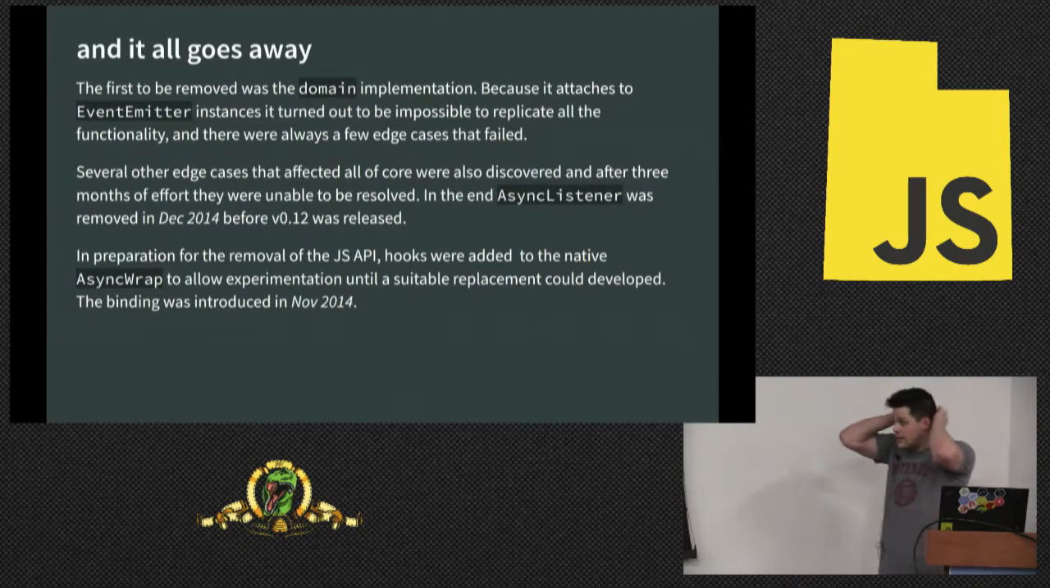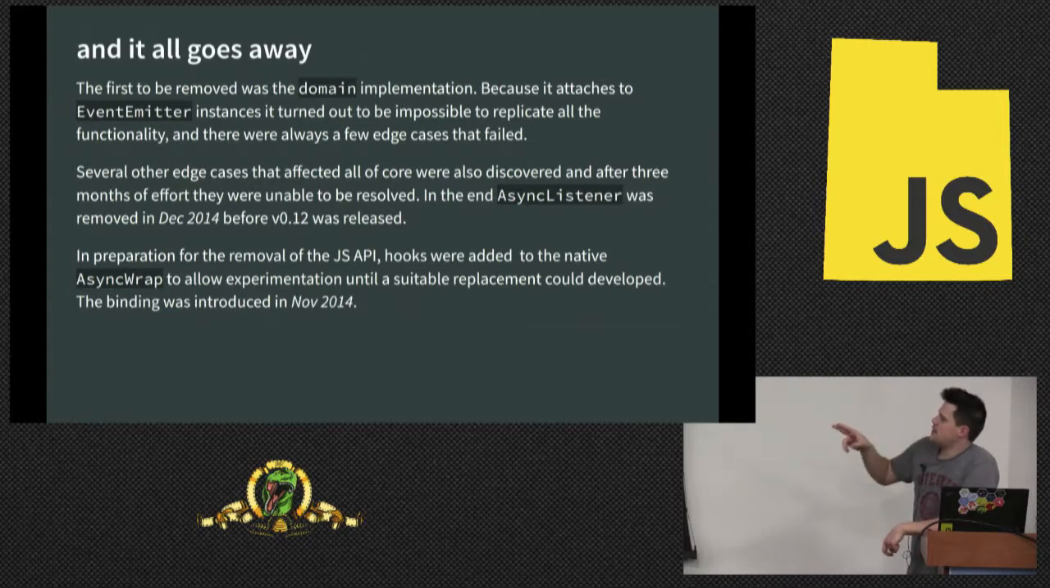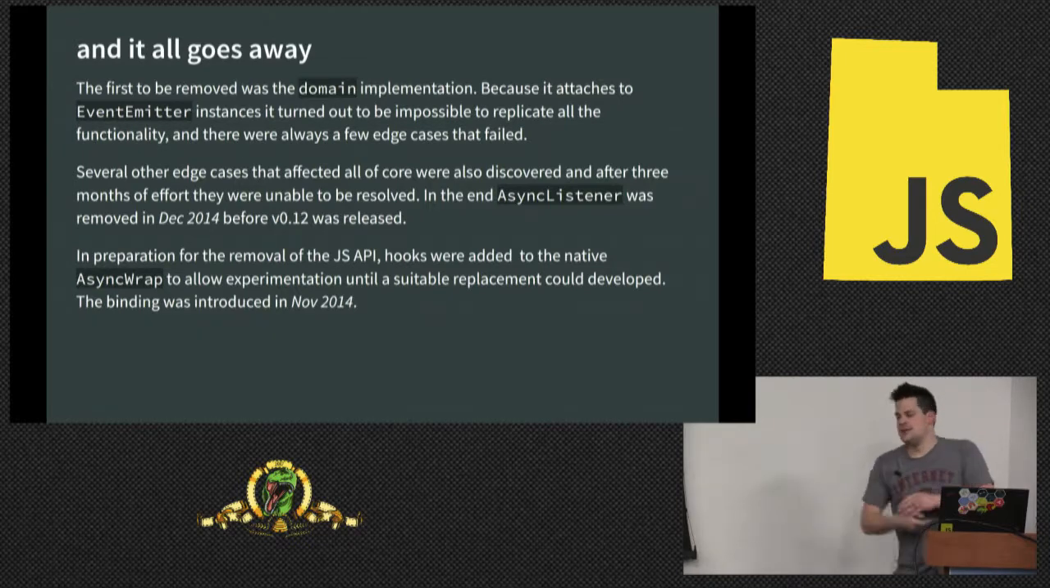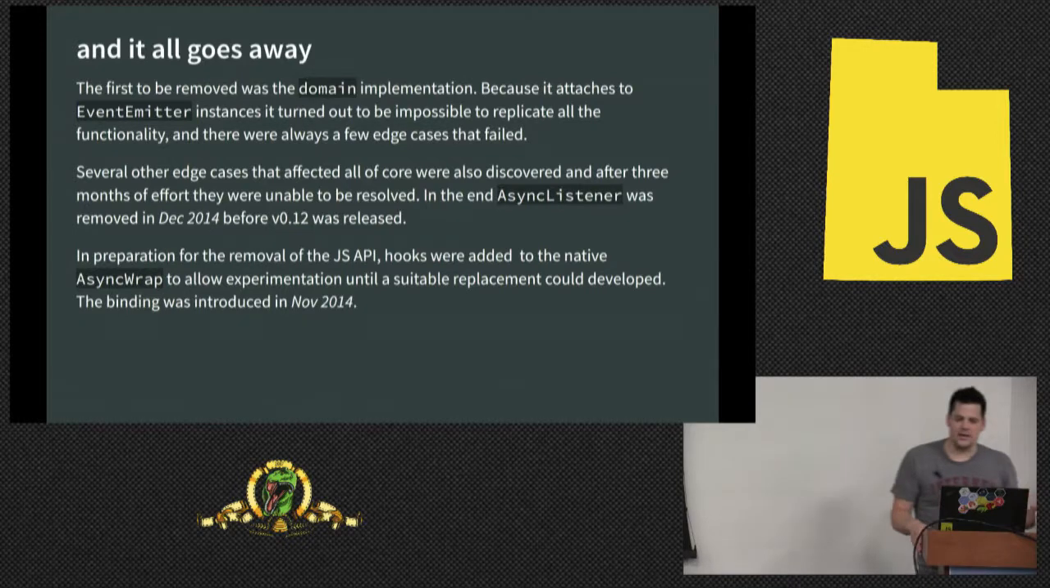Okay, and then it all died. It first landed in September of 2013, right? And then it got removed in December of 2014. So a year and a few months of work just got hacked and dropped and kicked. And the first thing was removing the domain implementation, because domains attach to the event emitter, and by doing that, it made it impossible to fully replace it with the AsyncListener API.